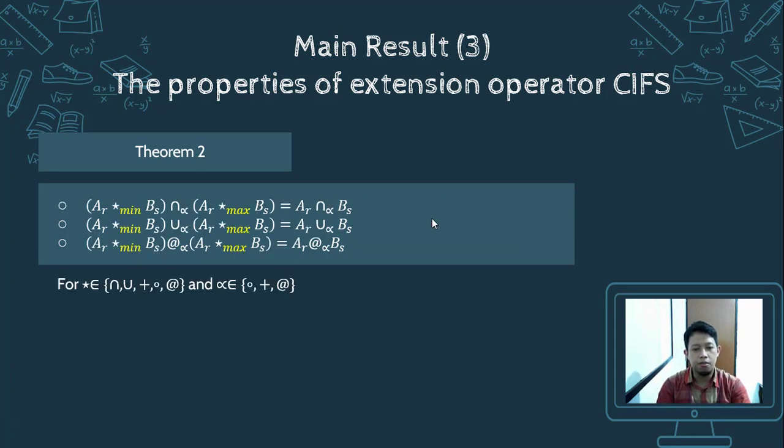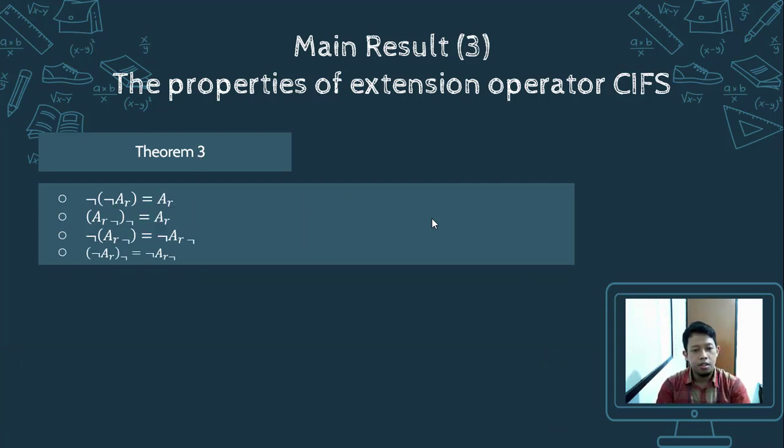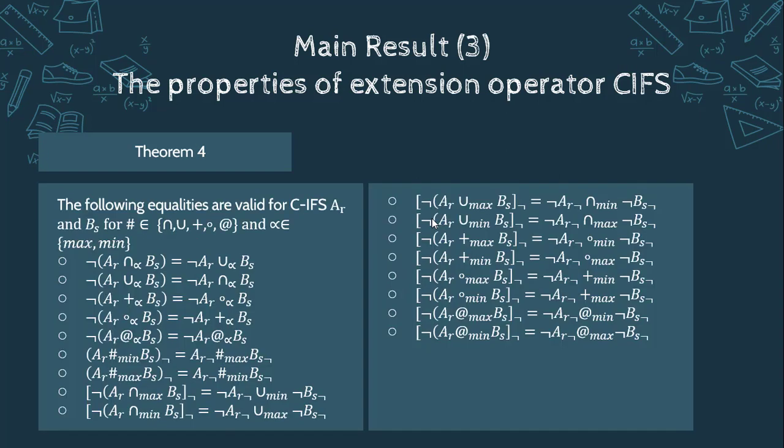The second theorem is just a generalization of the previous theorem in IFS. I think it's very clear. In the third theorem, I try to make a relation between the previous negation and the new negation. And the fourth theorem is for equality between CIFS: if we have A_R and B_S, then the operators we say are intersection, union, plus, dot, and add. Okay, these are the properties.